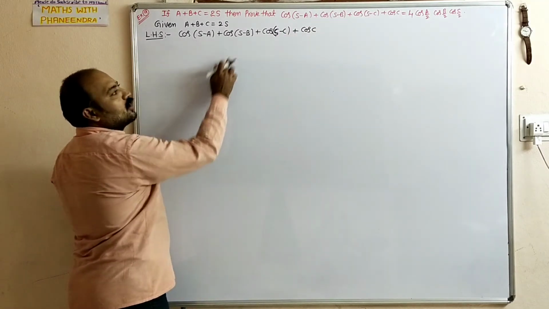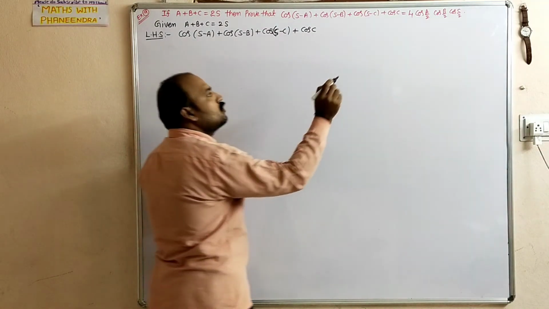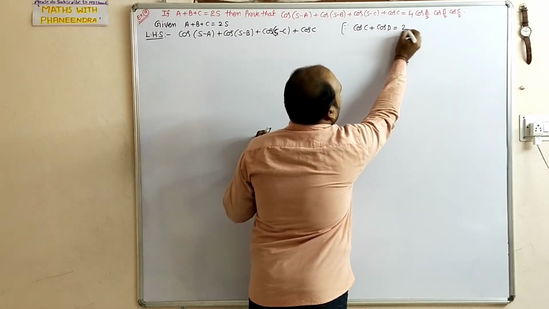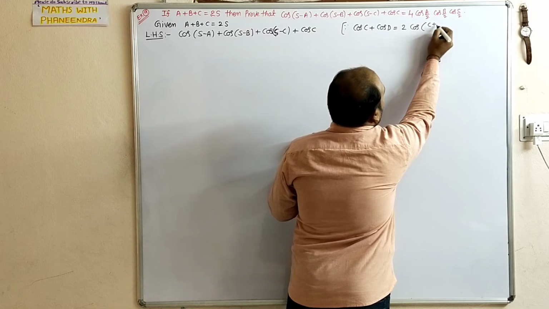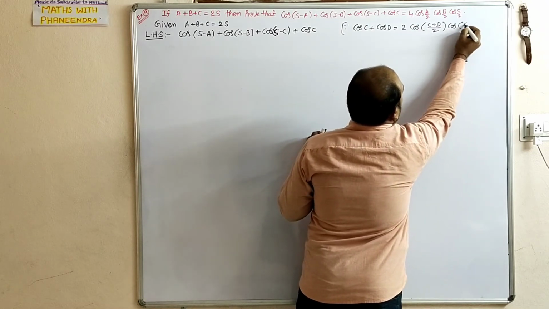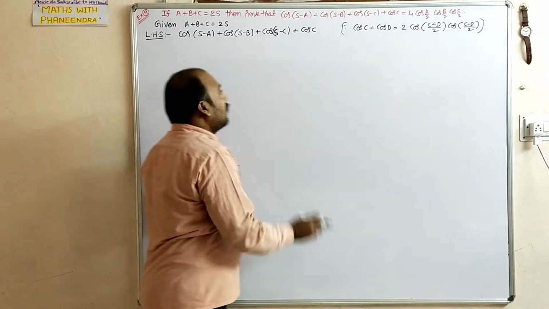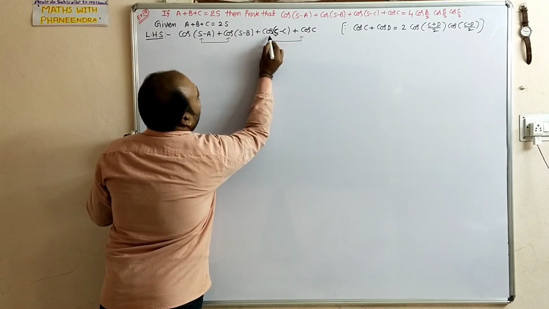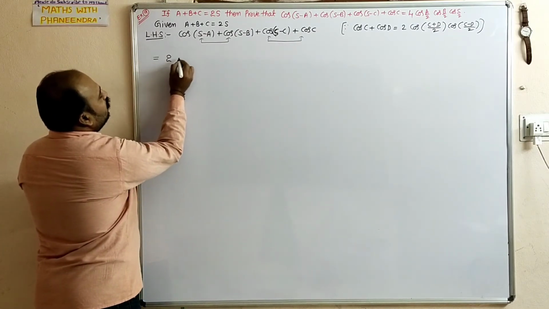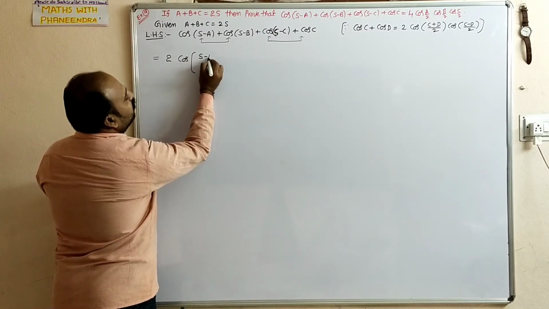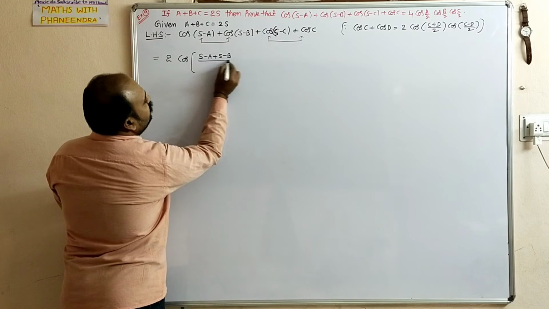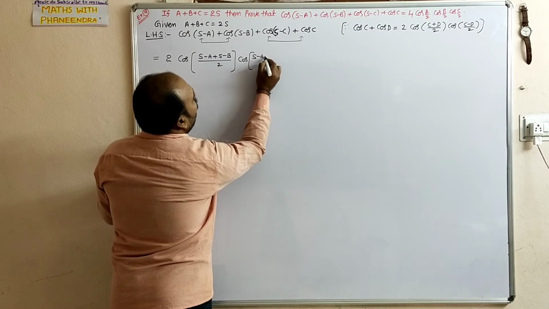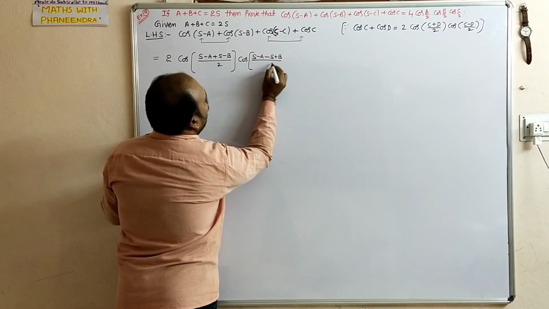For the first two terms you can apply cos C plus cos D. For the next two terms also you have to apply cos C plus cos D. We know the formula: cos C plus cos D equals 2 cos (C+D)/2 cos (C−D)/2. So for the first two terms you can apply that formula, and for the next two terms also the same formula. 2 cos of ((S−A)+(S−B))/2 into cos of ((S−A)−(S−B))/2.